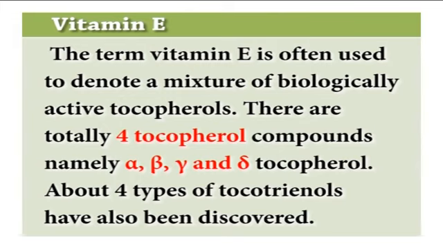There are 4 tocopherol compounds, namely alpha, beta, gamma and delta tocopherols. Alpha tocopherol is most abundantly available in nature and has been shown to possess the highest biological activity, and also has a vital role in reversing vitamin E deficiency symptoms among humans.